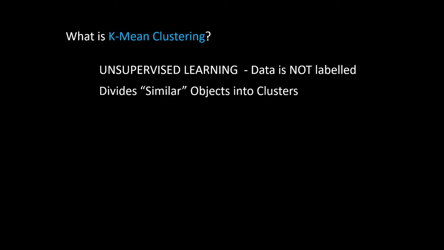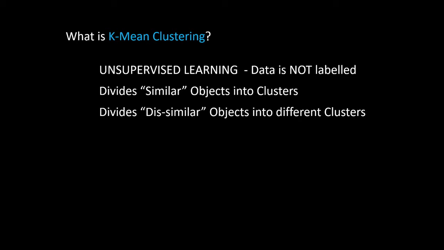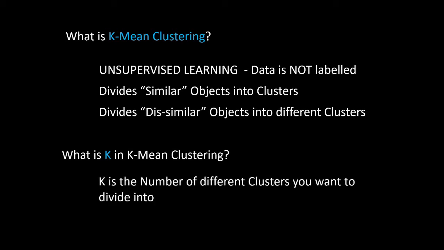The thing with k-means clustering is it divides similar objects into clusters, and then it divides dissimilar objects into different clusters. So this is really about making clusters of things that are similar in some sort of way. And what is the k in k-means clustering? k is the number of different clusters you want to divide into. Very simple, and once you see it, it'll make sense to you.